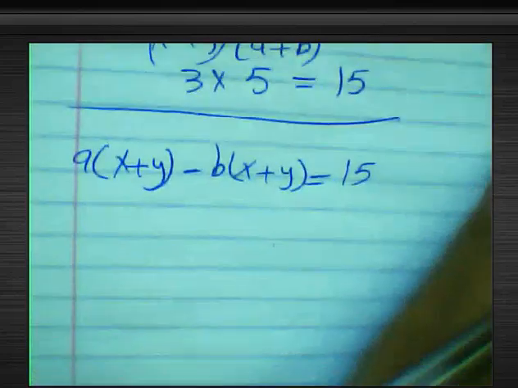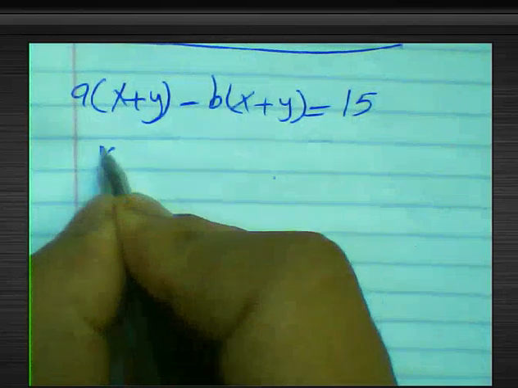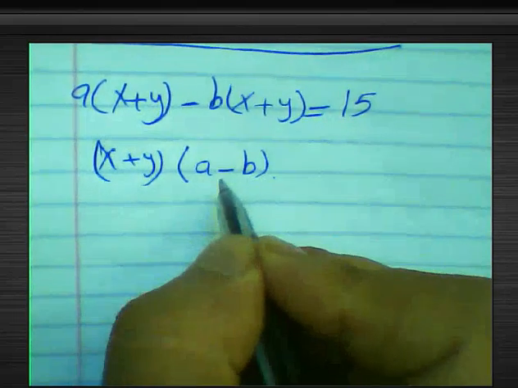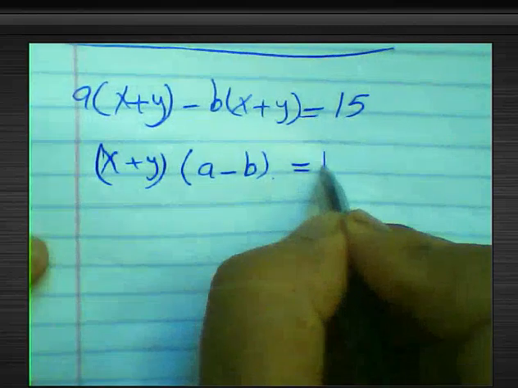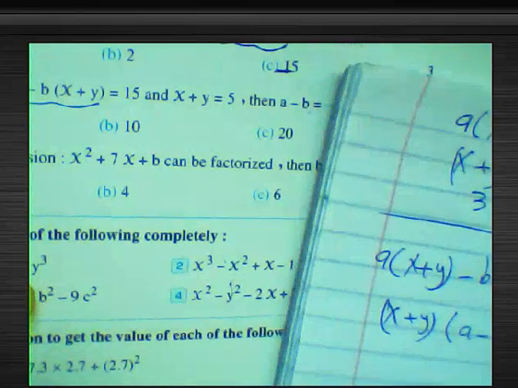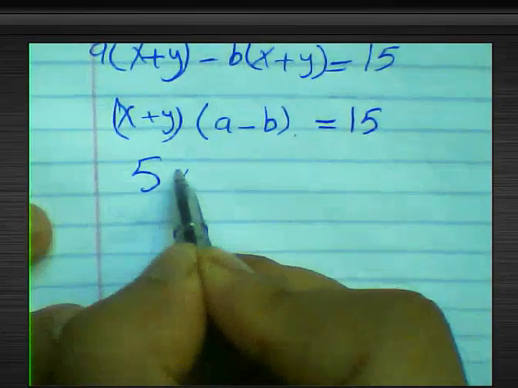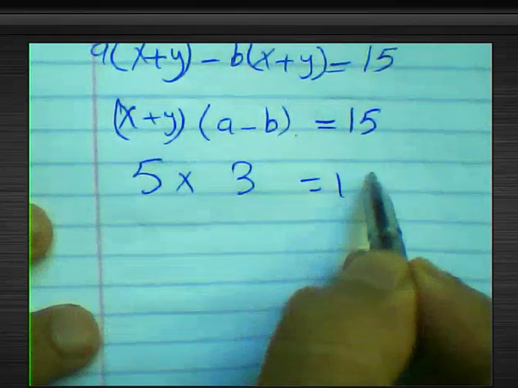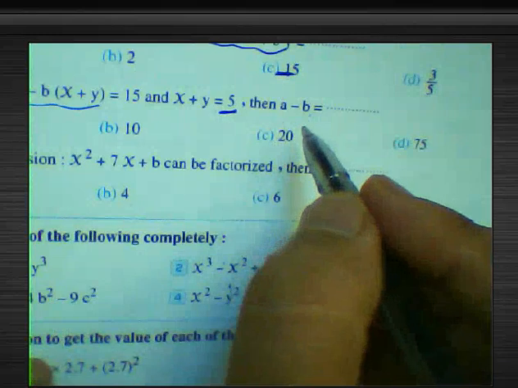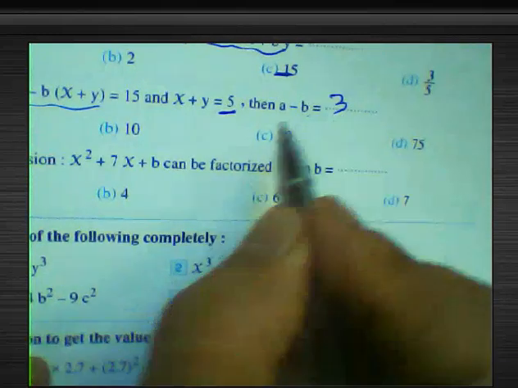It's okay, we can complete here, write x plus y outside. The result will be a subtract b equal 50, and we have the result about x plus y equal 5. 5 multiply 3 equal 15, so the result will be 3. A subtract b will be 3.